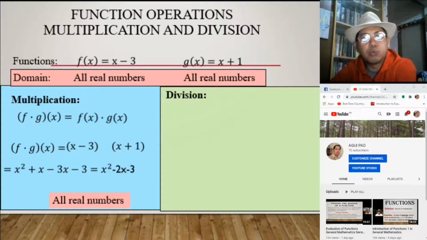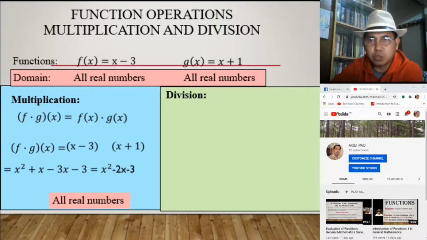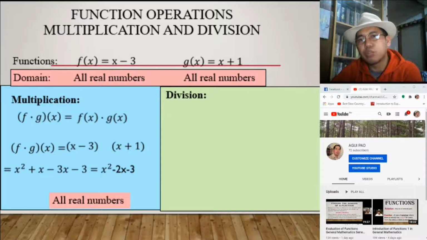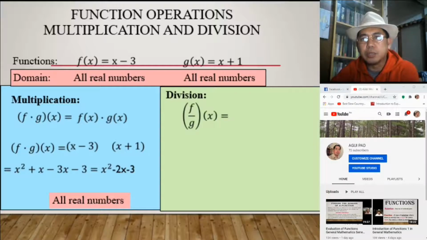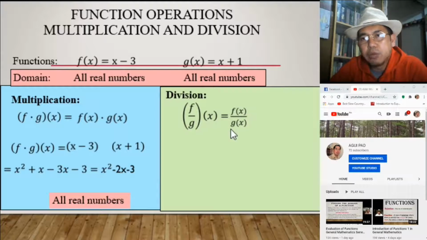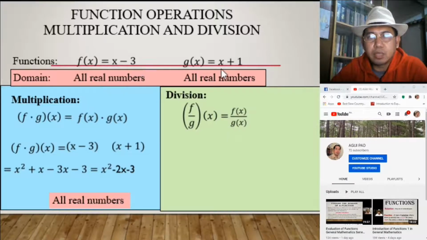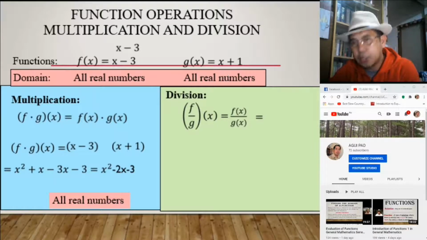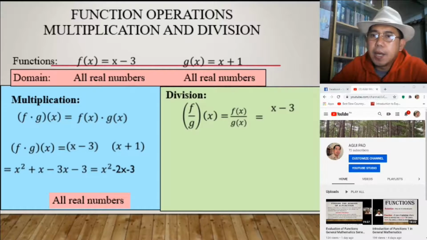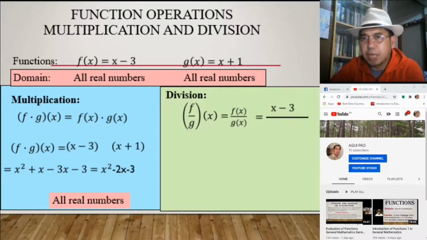Now, what about when we are talking of division of functions? The division of functions would be the quotient of the two functions. So consider these notations that we have. We have in here the quotient of f and g of x, which will give you a ratio of f of x over g of x. So this f of x over g of x is our pattern when we are going to divide the two functions involved. So let's continue. You will notice we have in here x minus 3 over x plus 3.